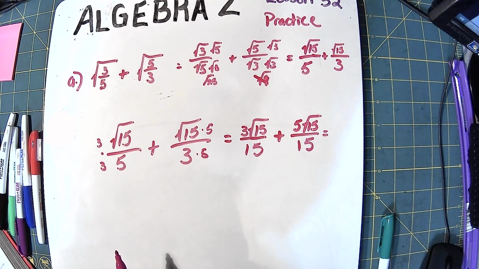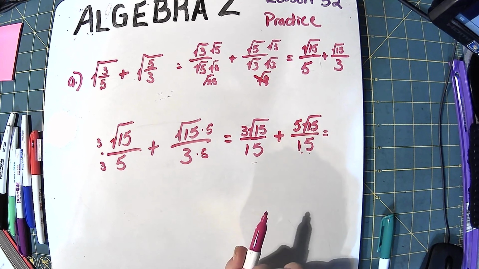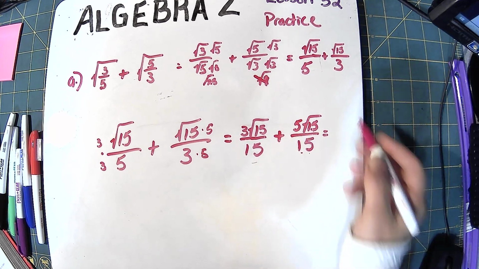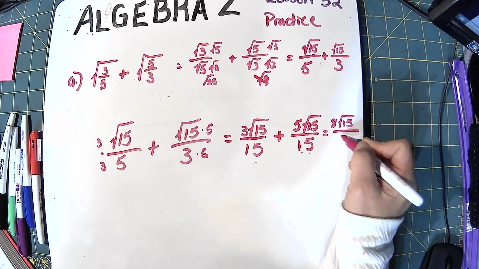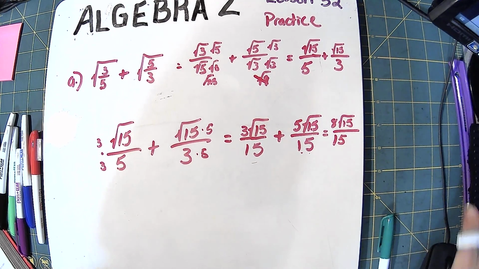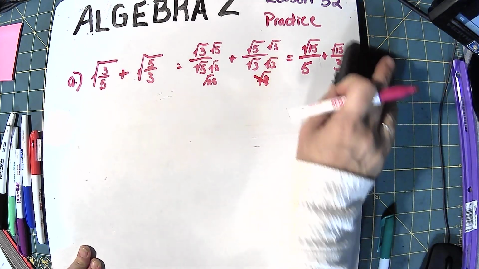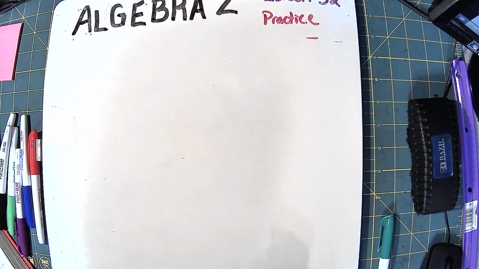Now I can add them because I have common denominator and my square root of 15 is like terms. So 3 plus 5 will be 8 times the square root of 15 over 15. All right, so that is A. Next one is B.